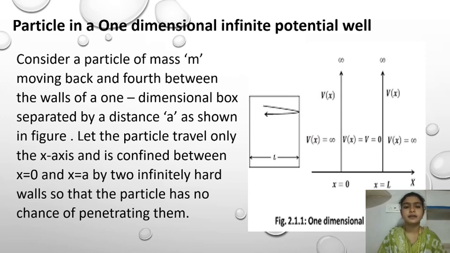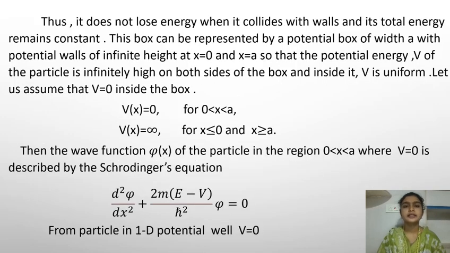Let the particle travel only along the x-axis and be confined between x equals 0 and x equals a by two infinitely hard walls, so that the particle has no chance of penetrating them. Thus, it does not lose energy when it collides with the walls and its total energy remains constant.